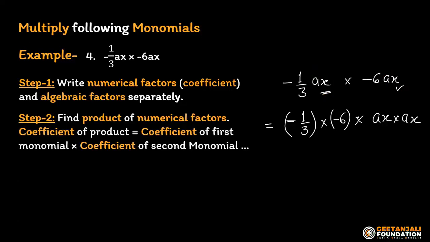Now in the second step, we have to multiply numerical factors. You can see this is negative, this is negative. So when we multiply two negative numbers, our result is positive. So 1 by 3 times 6, 3 twos are 6. So our answer is 2 for this. And here I will write a and a times x and x.